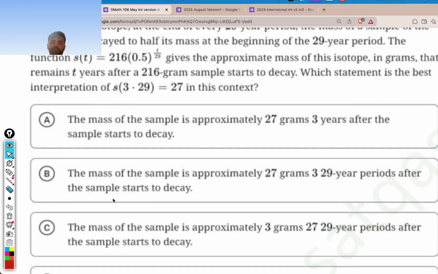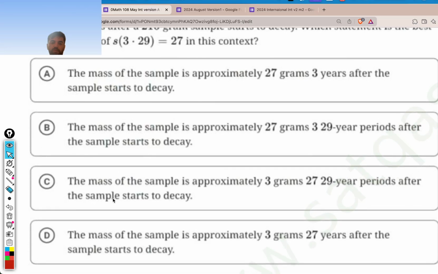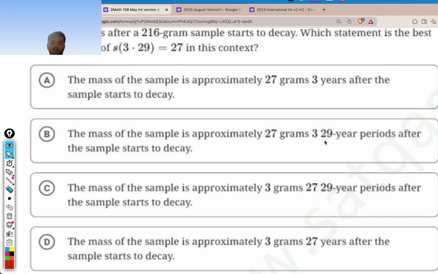8. For 8 again, you have to identify what x and y represent here. We can see that x represents number of years, so it means after 329 years, the remaining mass will be equal to 27 grams. No, it is not correct. Just wait. No, it will be B. 27 grams after a 329 year period. So the correct answer is B here.